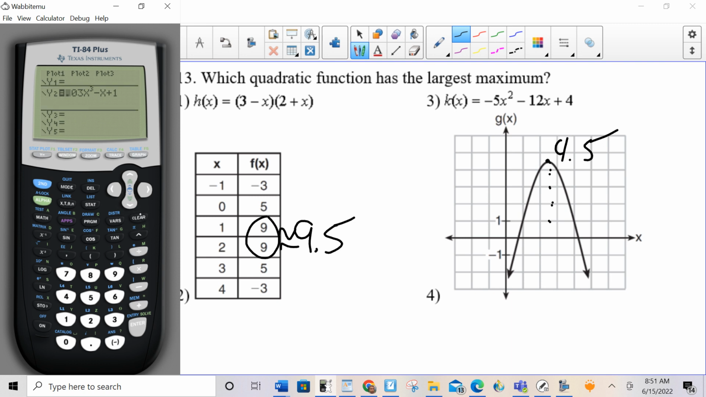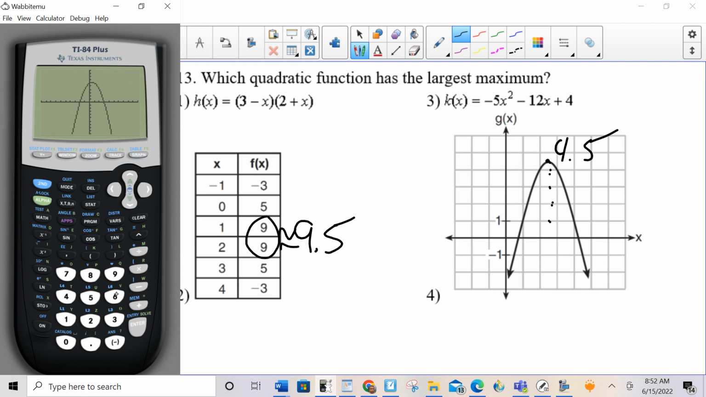Your choice. I'm going to look at the graph. I'm going to be precise, even though we really don't need to be precise for this particular question, but I'll be precise. I always start with zoom 6. I adjusted the window in the last problem, so to go back to normal, I hit zoom 6.